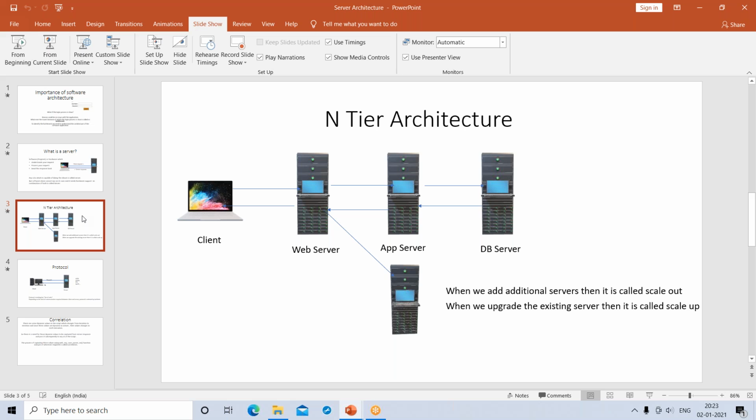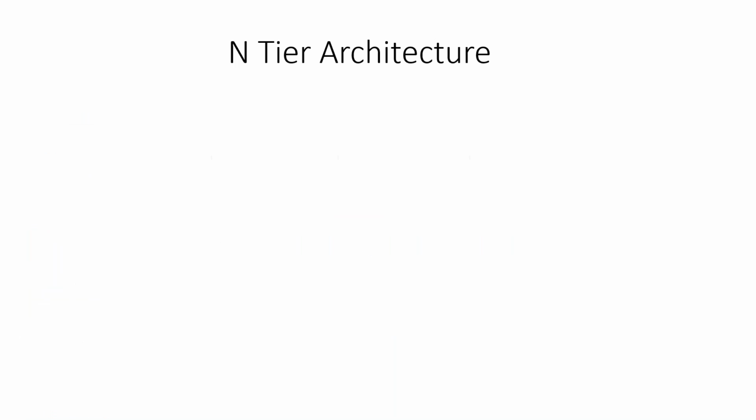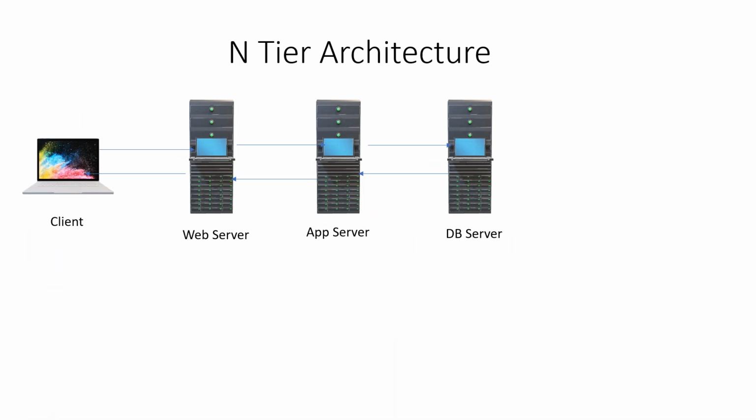So nowadays, most of the things are n-tier architecture where we have multiple servers. For example, this is a client. When we click on a link or enter something, the request might go back to the server. So the flow is something like this. From client, it might go to web server, then to app server, and then to the DB server. So what is a web server?